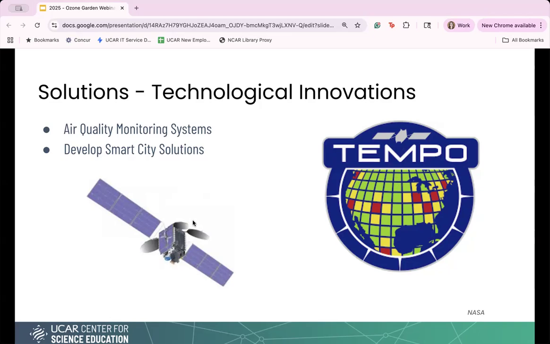And then with our satellite here, TEMPO, we work closely with TEMPO, and we actually have funding from NASA to work on this project. So this kind of technology is really important to consider also, and it's helping us learn a lot about what's happening with our air quality.